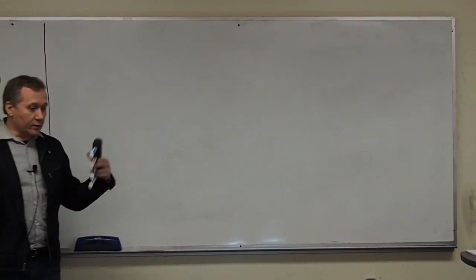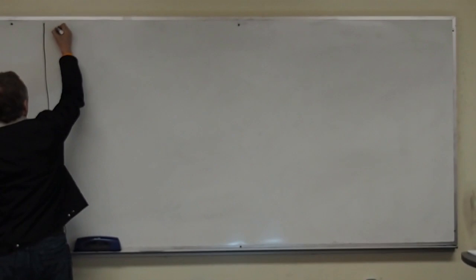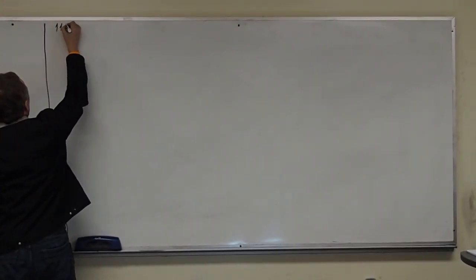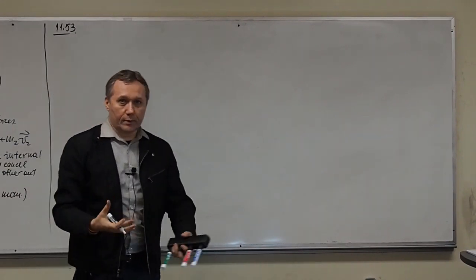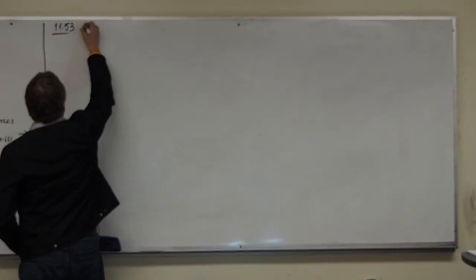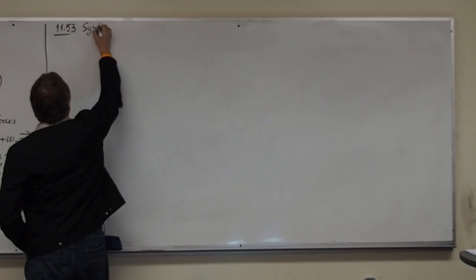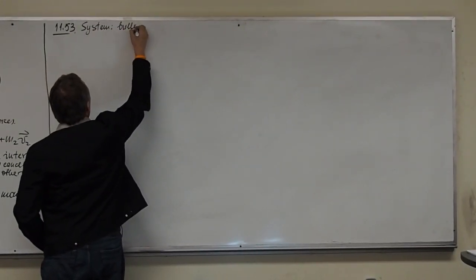Okay, guys. Next problem, 1153. Now it's about a bullet and a target. The target can be, let's say, a massive wooden block. So now let me write, so what is our system? It's a bullet plus a target.